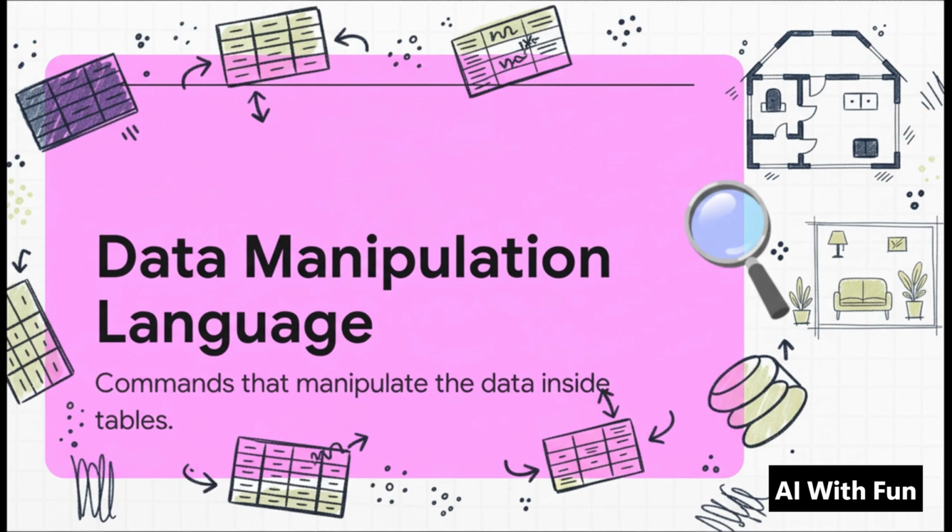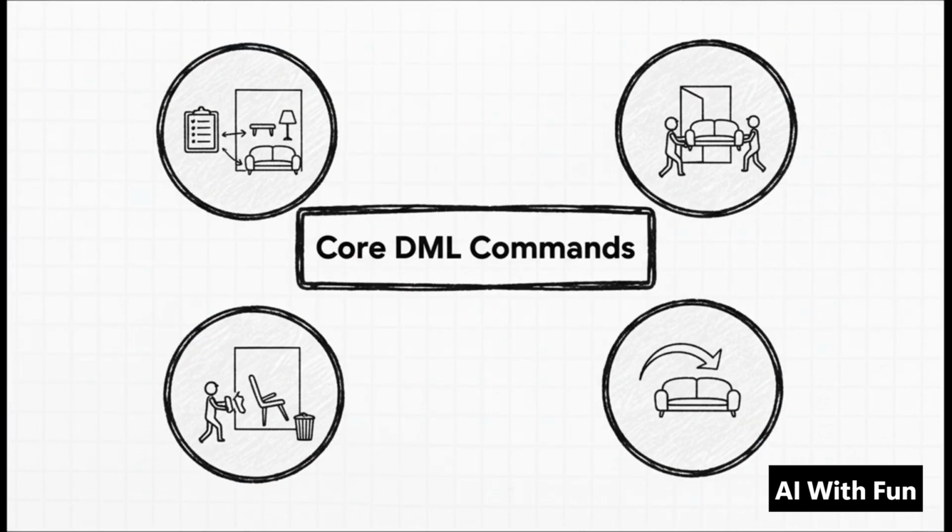We're basically moving on from architecture to interior design. And the commands themselves are super intuitive. Insert is how we add new stuff, like putting a brand new couch in the living room. Update is for changing things around, like moving that couch to a different wall. Delete gets rid of the old furniture you just don't want anymore. And merge is a pretty clever tool for syncing up your furniture with a list from somewhere else entirely.